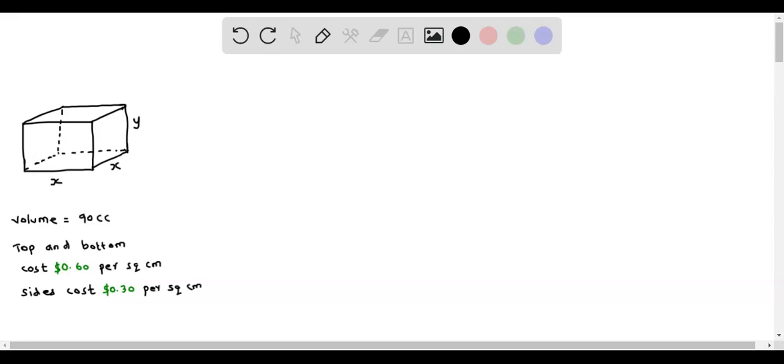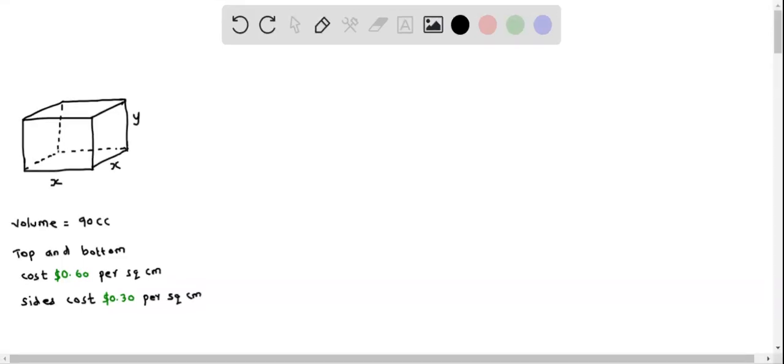In this problem, we are given a storage box with a square base, and it should have a volume of 90 cubic centimeters. The top and bottom surfaces cost $0.60 per square centimeter, whereas the sides cost $0.30 per square centimeter. And in this situation, we have to determine the dimensions of the box so that the cost is minimized. So let's see how to determine that.